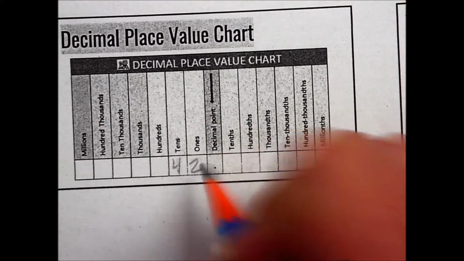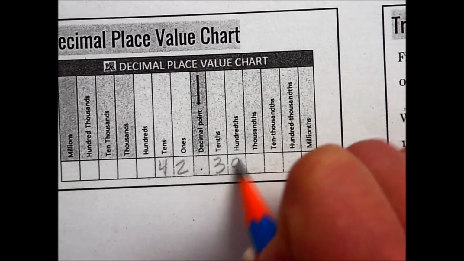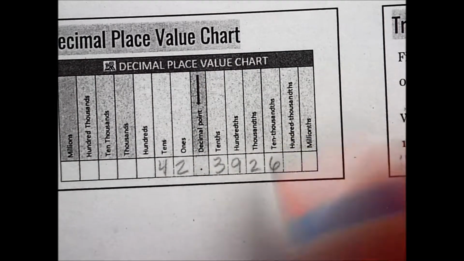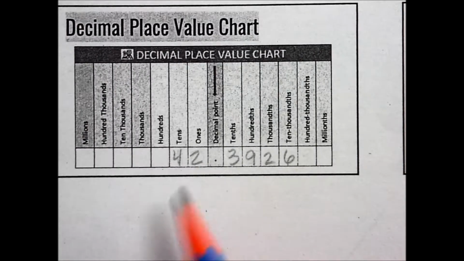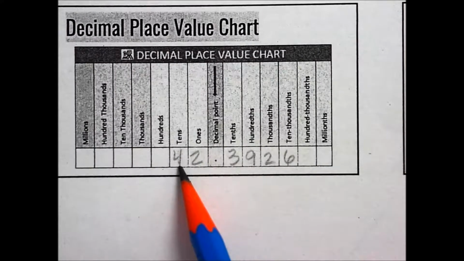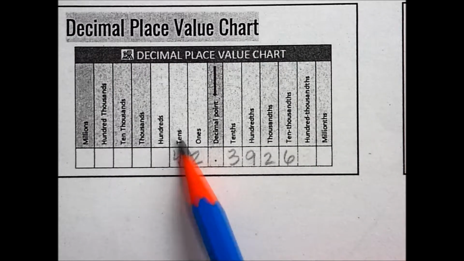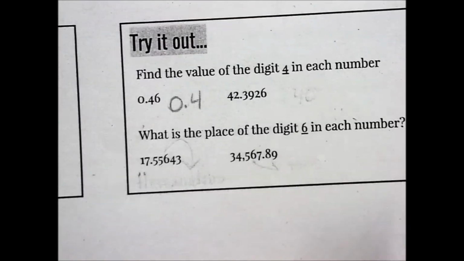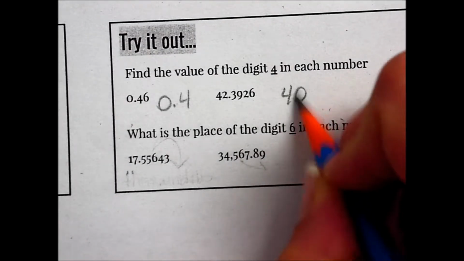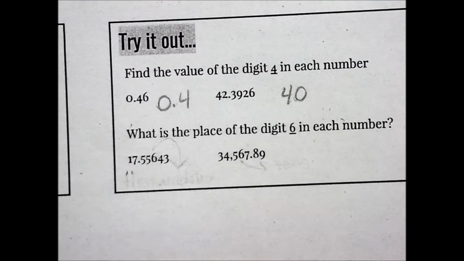4 to decimal 3926. Alright, so we're looking for the value of the digit 4. This time the 4 is in the tens place. 4 tens will give us 40 as the value.